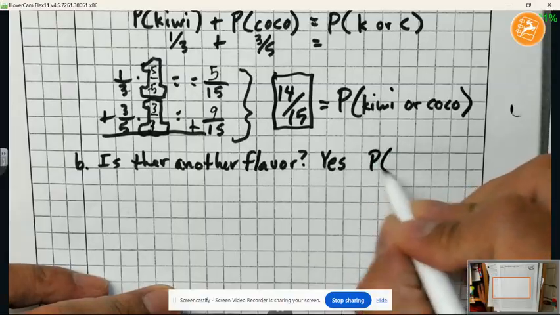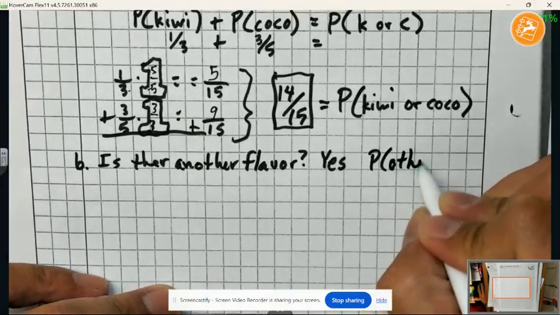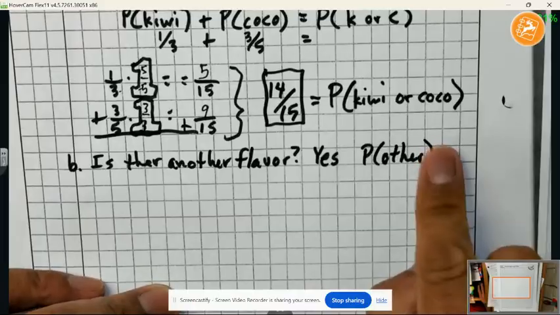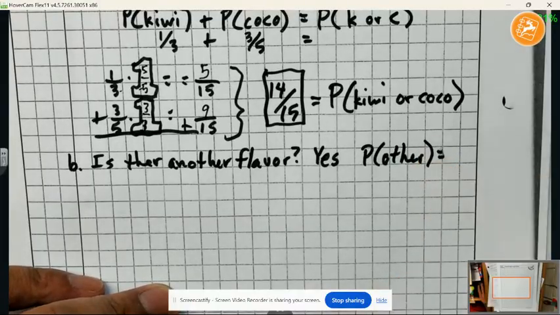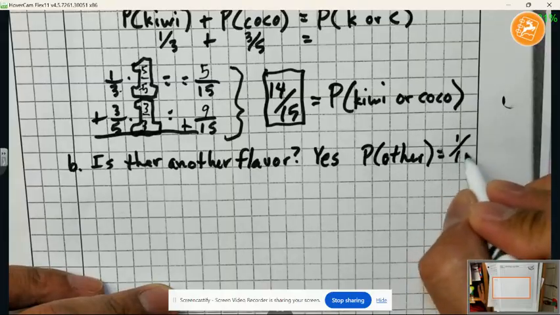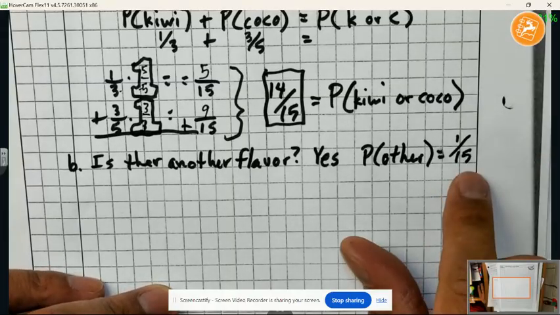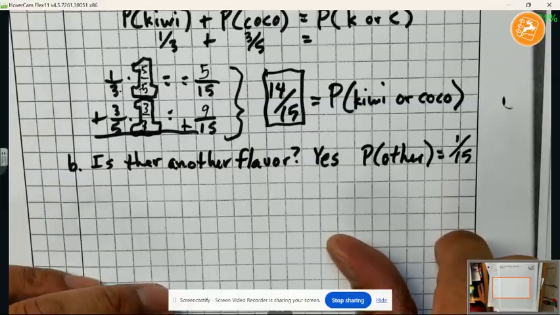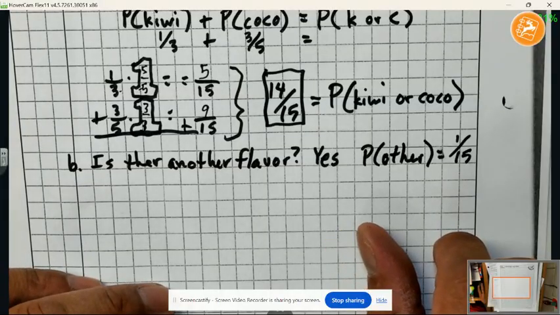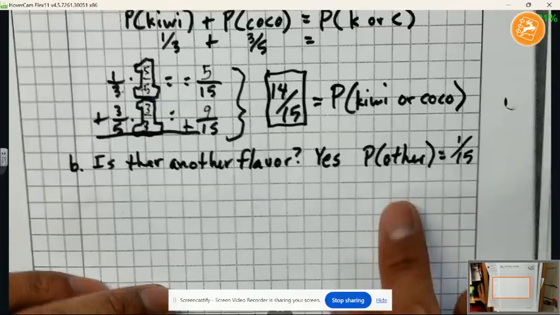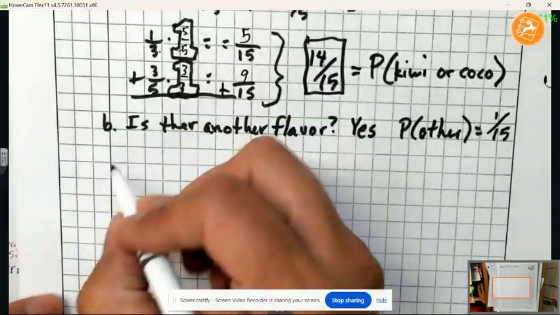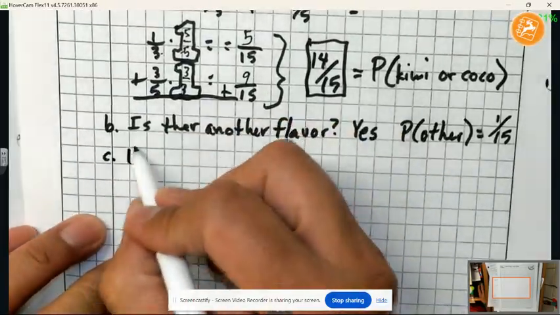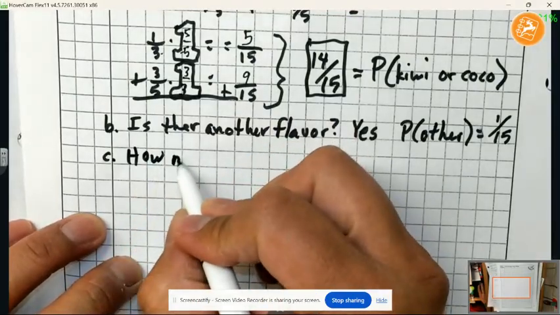All right, so the probability of another flavor is, hopefully you guessed, 1/15. Or you calculated 1/15. That is the probability of getting a different flavor. Okay, so the next question is, do we know how many candies are in the bag?